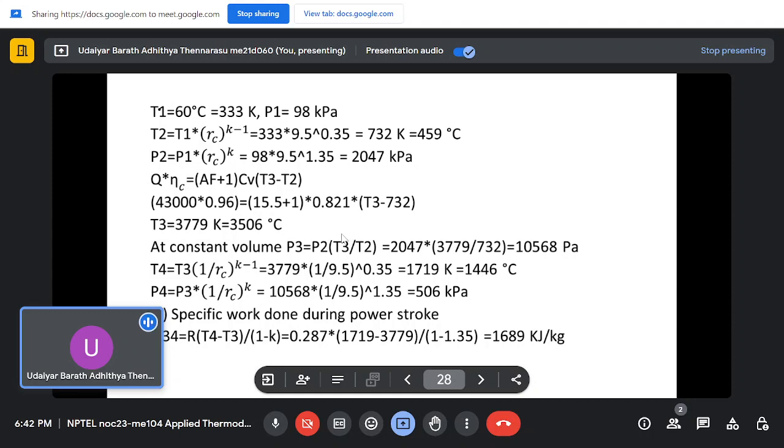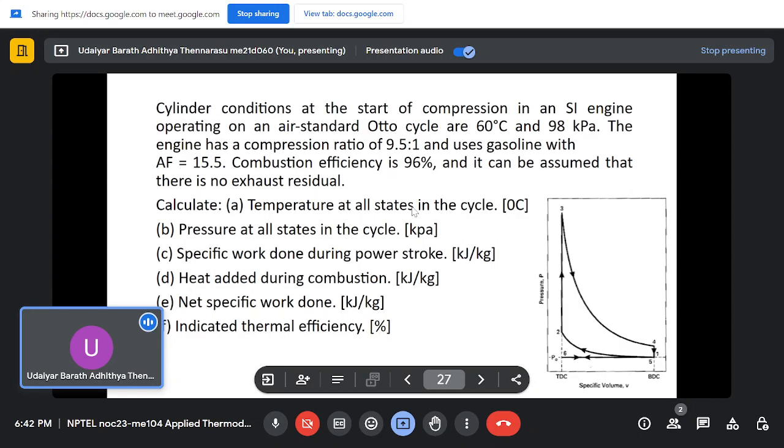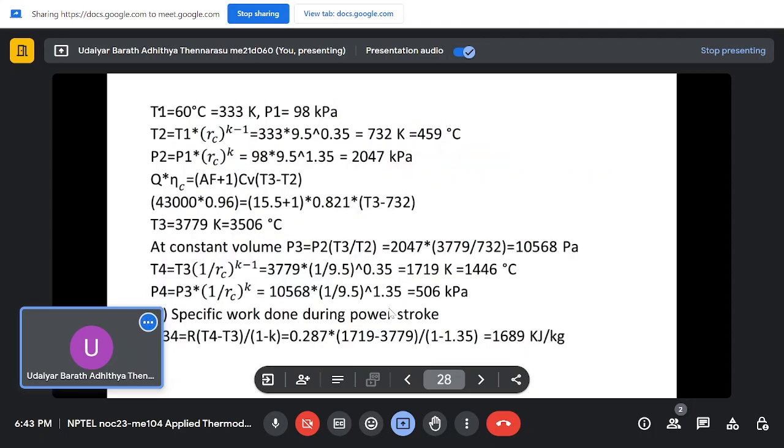We can use that by gamma minus 1. Here we don't know volume, we just know compression ratio. We can calculate volume at state 2, but we know the temperatures and the K value, so we'll directly use the formula given here: R(T4 minus T3) by 1 minus K. T4 and T3 are known and K is 1.35. Substituting that, we'll get 1689 kilojoule per kg.